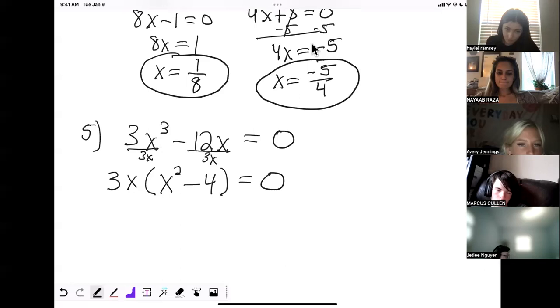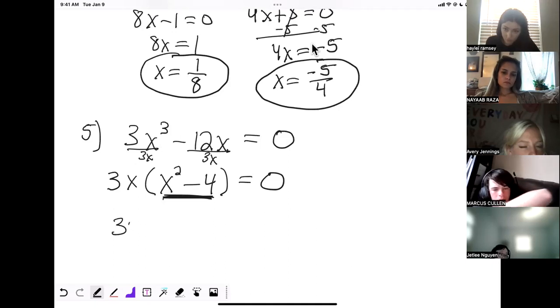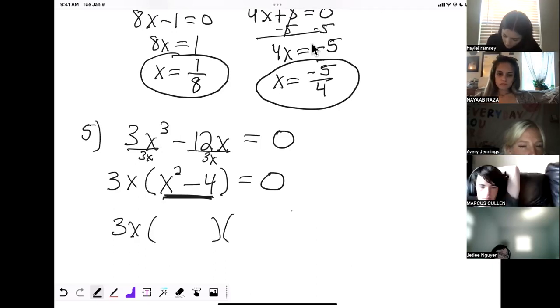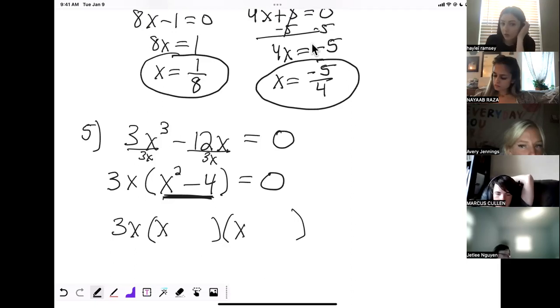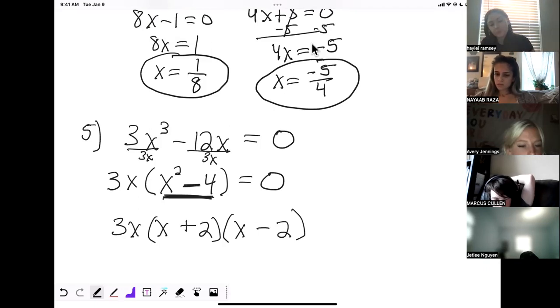Now, this is when you have to have like your thinking cap sort of thing, paying attention. This can be factored. Isn't that the difference of perfect squares? Right? So now we can factor one more time. 3x, this becomes x and x. What number multiplies 2 times to be 4? 2 and 2. And when they're the difference of perfect squares, which is the only thing you can factor anyway, there's no middle term, so it's plus and minus.